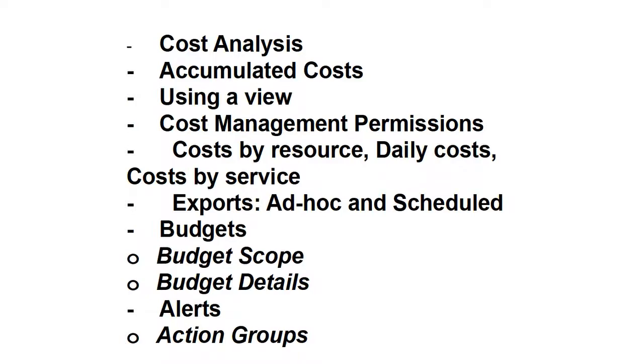Cost by resource, daily cost and cost by service. We get into the granularity of costs, how you can export your cost data, either ad hoc or scheduled costs. Budgets, very, very important. You don't simply have to wait for costs to accumulate before you take action. You can also set a ceiling that determines what the cost should be. The scope of your budget, for example, subscription or resource group, detailed alerts, and action groups. Lots of good stuff there.